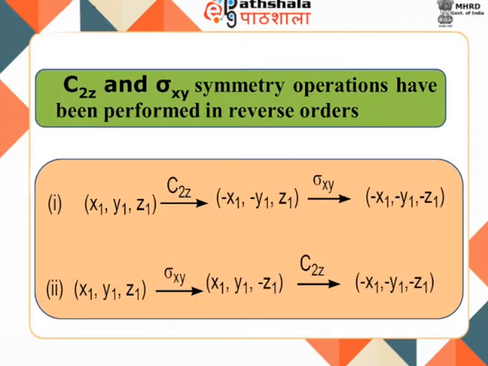Thus we can see that the final results of the first and second routes of taking the products of symmetry operations give the same result. Thus C2z dot sigma xy equals sigma xy dot C2z. That is, C2z and sigma xy commute with each other.